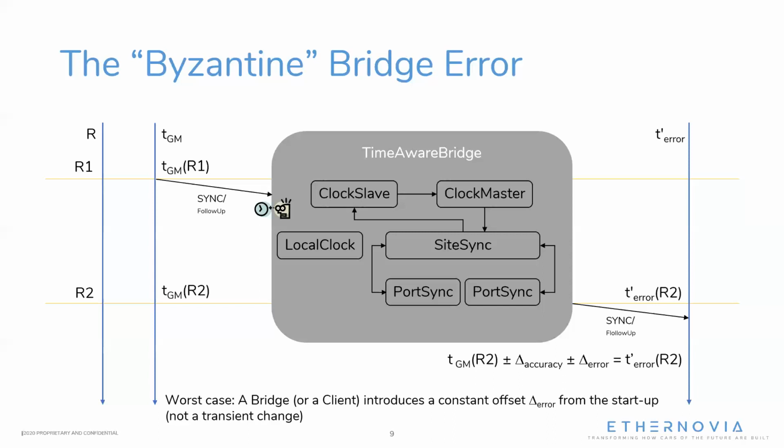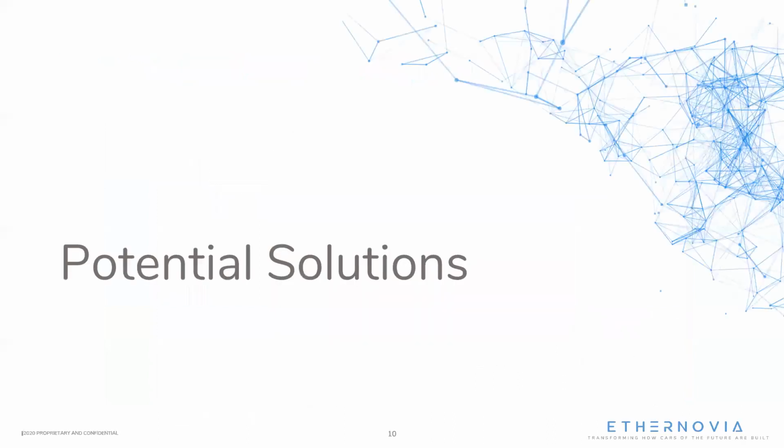And you might argue that such a jump in the time can easily be detected. And that is quite true, but it is only true if that jump occurs during operation. It is not true if this difference, delta error, is present from the very beginning of the startup of the system. So let's have a look at some solutions that have been proposed.